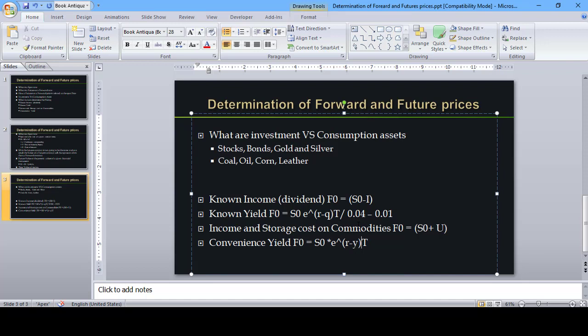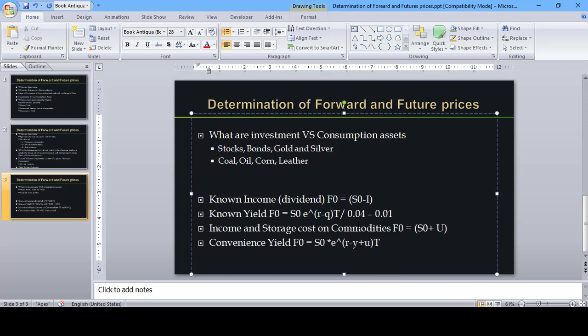But at the same time, just think about it, guys. If you are having something on hand, then there is a storage cost to it, right? So there has to be something added to this. We've talked about income and storage cost. If there is an income, that gets deducted, but if there is a cost like a storage cost, it gets added here. So you also have to add a small u here, which is the cost.